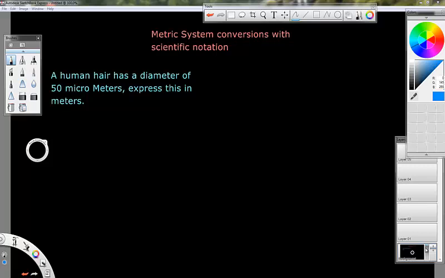We're going to convert metric to metric with prefixes and scientific notation. How awesome is that? Let's do that. We have a problem. It says a human hair has a diameter of 50 micrometers. Express this in meters. So we have 50 micrometers. And we're going to change this into the base unit of meters.